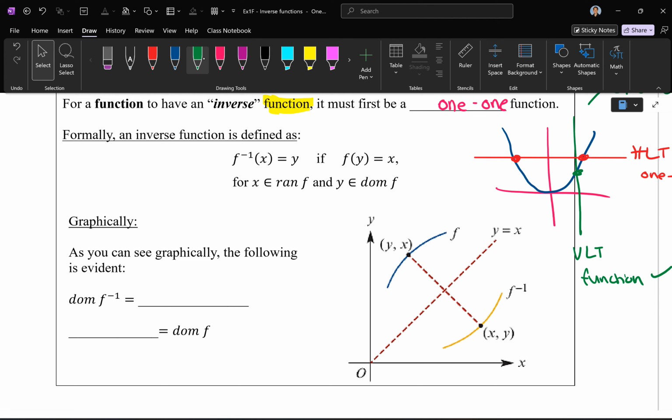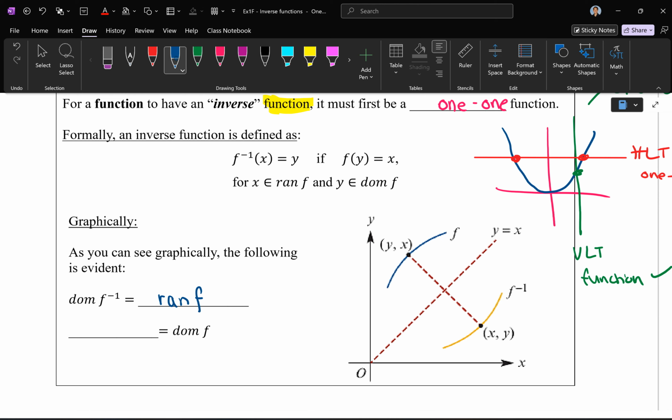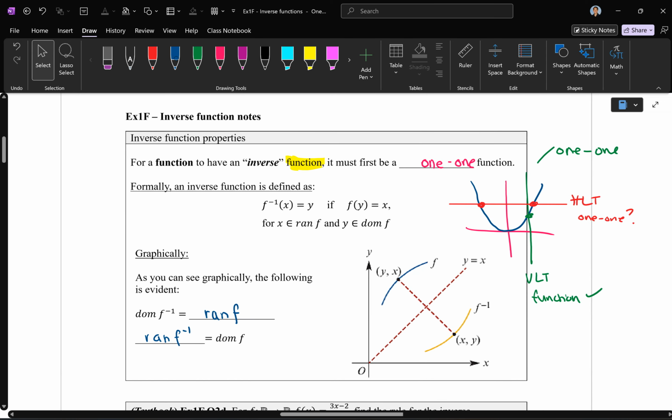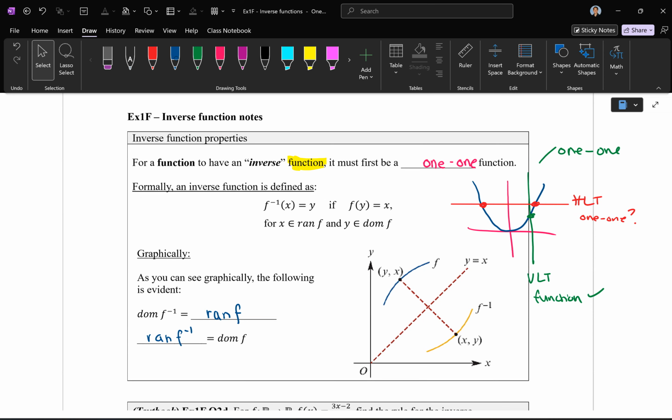This is the other second property you should already know. The domain of the inverse function is equal to the range of your original function, and the range of your inverse is equal to the domain of your original function. It's kind of like that x becomes y becomes x idea. So what you see in the first box is pretty much what is examinable. Those are the two key points. If you get a multiple choice question, it's one of these two theories.